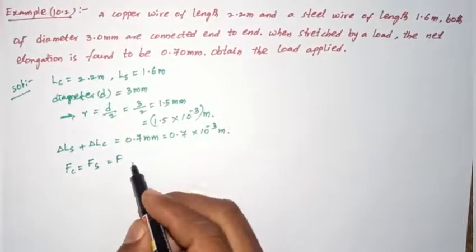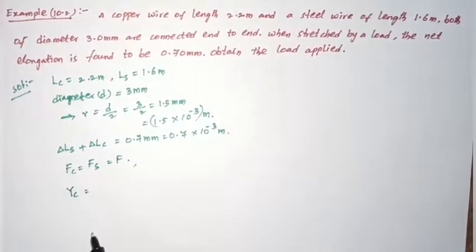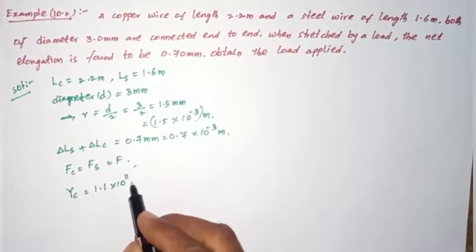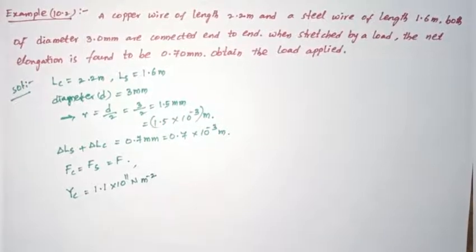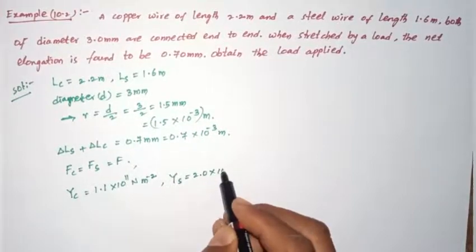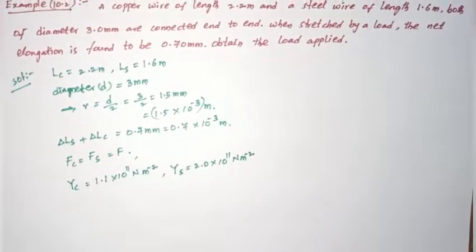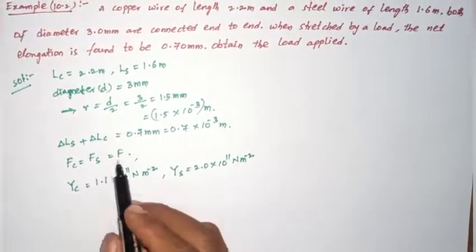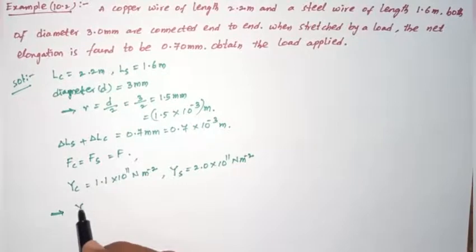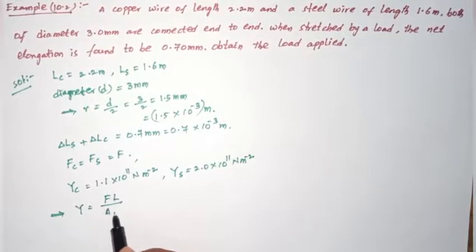Here, from the table, Young's modulus of copper is approximately 1.1 into 10 to the power of 11 Newton per meter square. Young's modulus of steel is 2.0 into 10 to the power of 11 Newton per meter square. We know that from the table. So here we can find out the force. What is the force here? From the Young's modulus equation, Y equals FL by A into delta L.